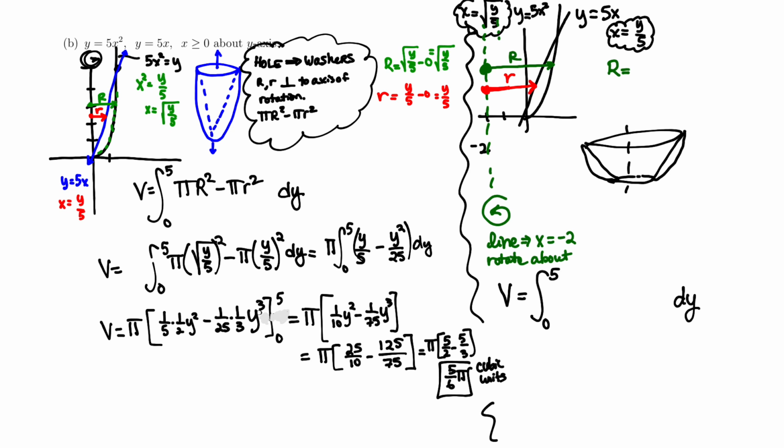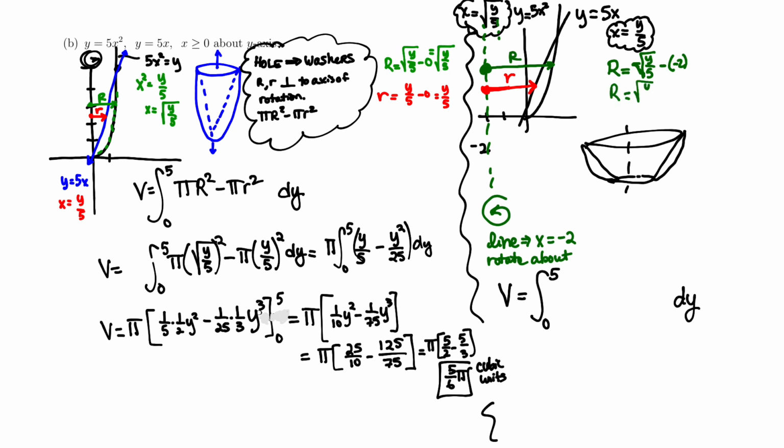Y over 5. It's square root y over 5. Thank you. It's square root y over 5 minus negative 2. It's right side minus left side. That's our distance formula. Distance is always between two curves, right minus left. The right curve is square root y over 5. The left curve is negative 2. That distance is square root y over 5 minus negative 2.